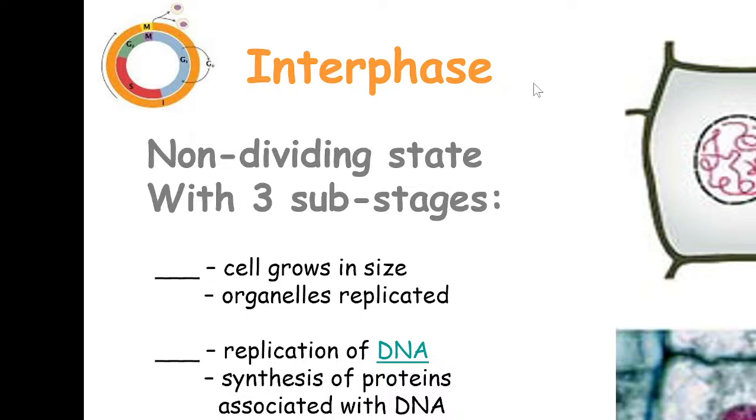Interphase is, as I said already, the preparative phase. It has three subdivisions, subcategories. Those are G1 phase, S phase, and G2 phase. In the G1 phase, the cell grows in size and organelles are replicated. In this G1 phase, cell size grows and organelles also increase.